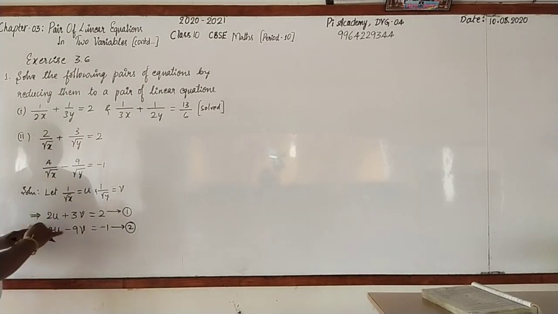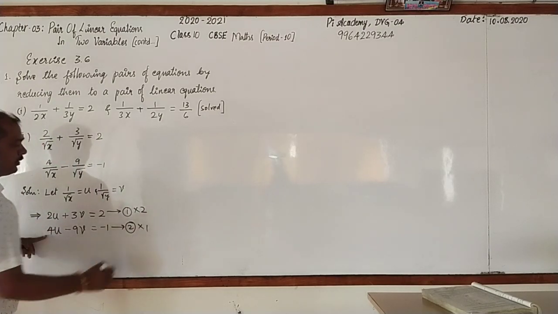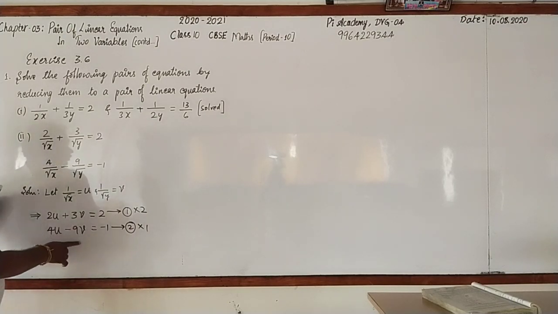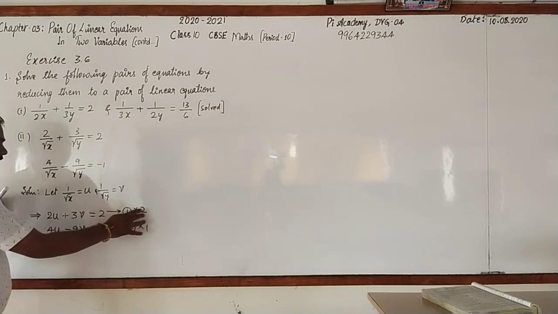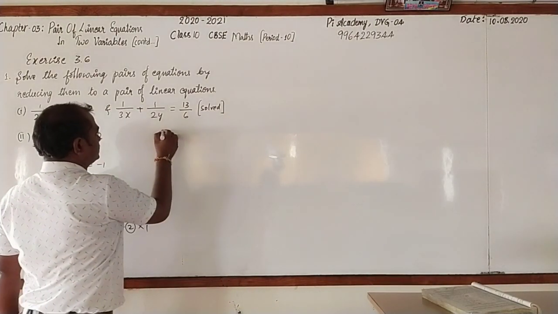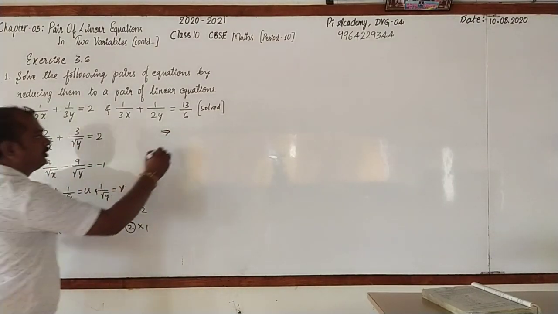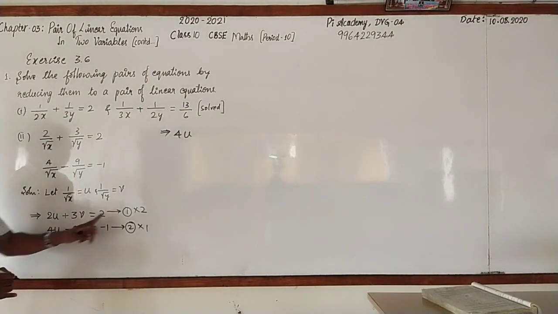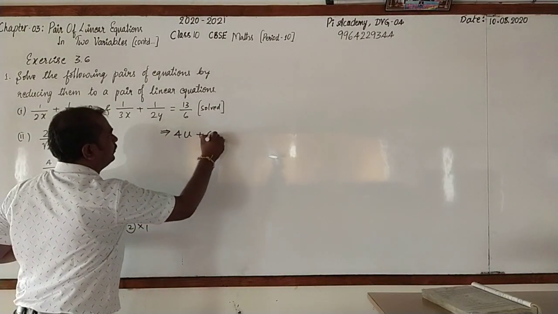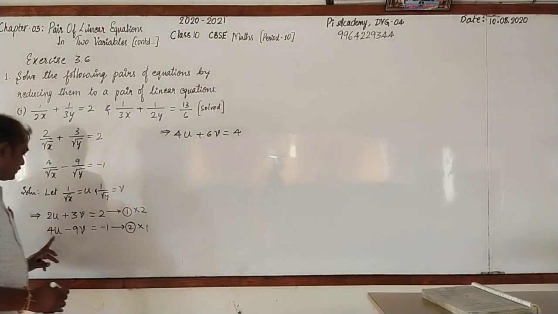How do you solve? Observe. Here the coefficient of u should be equal. Here 2 is there, here 4 is there. So 2 should be multiplied by 2. 2 2s are 4, and this is by 1. Or if you want to cancel the v term, then 3 should be multiplied by 3. 3 3s are 9. Here also minus 9 is there. Here I'll write, multiply: 2 2s are 4, 4u. 3 2s are 6v. This is equal to 2 2s are 4. Take the next one as it is.